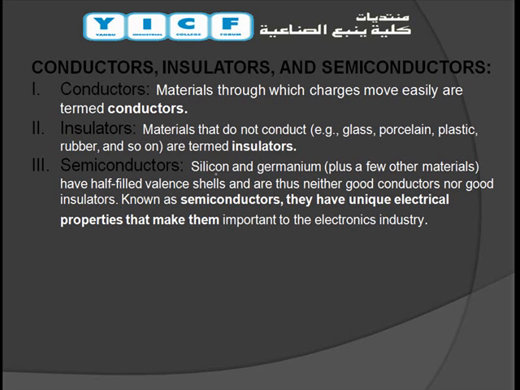Their outermost shells are half filled, such as silicon and germanium, plus a few other materials. They have half-filled valence shells and are thus neither good conductors nor good insulators, in between the two. They are known as semiconductors. They have unique electrical properties that make them important to the electronics industry, such as the diode and the transistor. Transistors are the building block of modern computers.